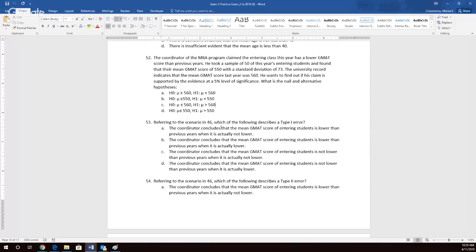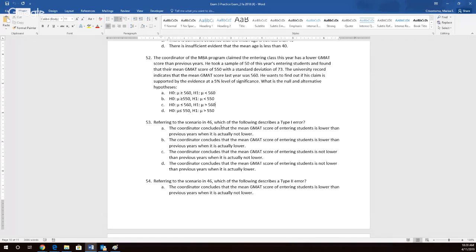The coordinator concludes that the GMAT score of entering students is lower than previous years when it is actually lower. That sounds like a correct decision, right? So it's not B. The coordinator concludes that the mean GMAT score of entering students is not lower than previous years when it is actually not lower. So again, that seems to be a correct decision as well.